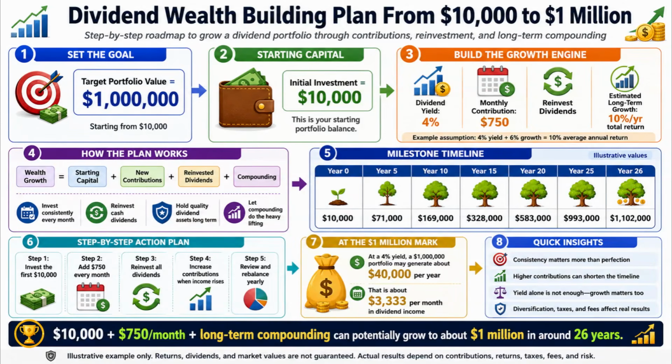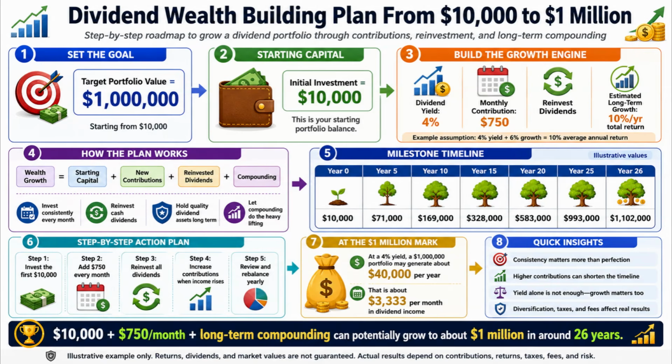In this video, we will discuss the Dividend Wealth Building Plan from $10,000 to $1 million. First, the goal is to grow a dividend portfolio from a starting amount of $10,000 into a target portfolio value of $1 million. This gives investors a clear long-term target and helps them understand how contributions, reinvestment, and compounding may work together over time.